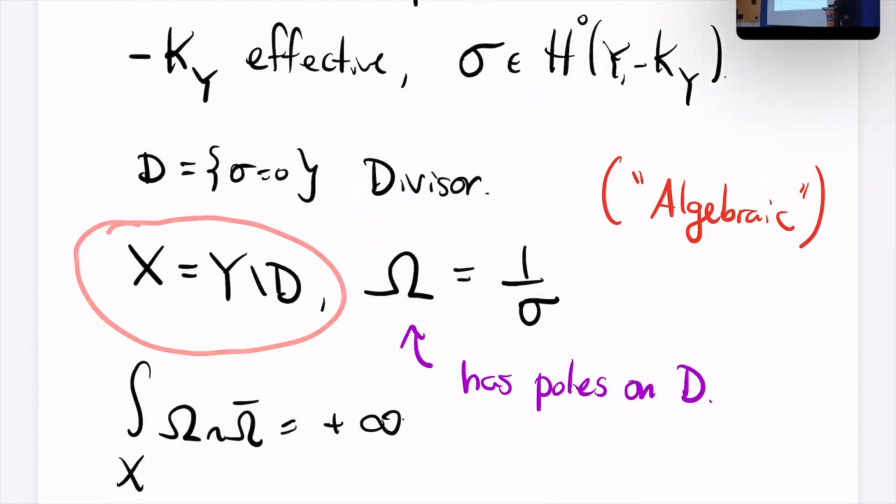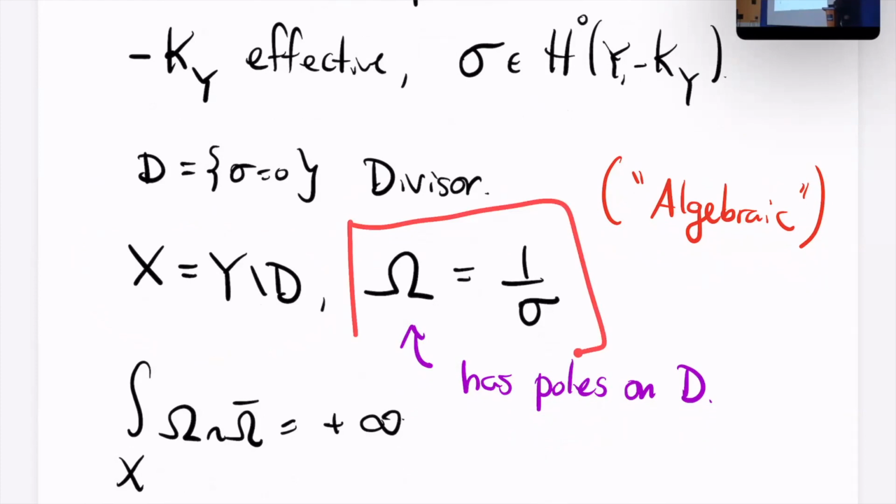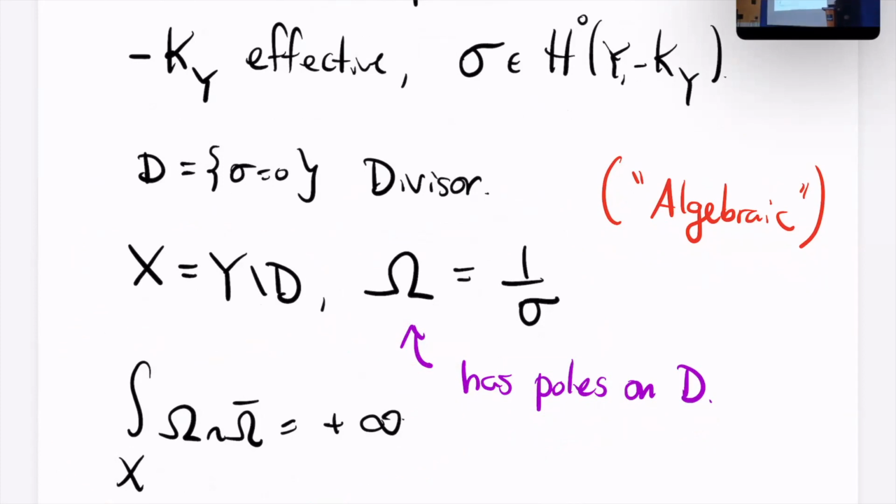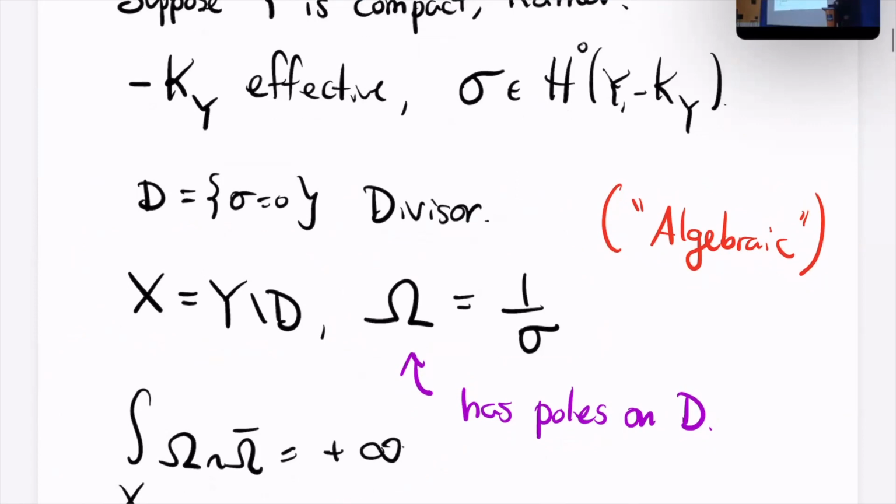So this is an open manifold now. But on the complement of the zero set of this section sigma, we can invert it. And this gives us a holomorphic volume form with poles on D. And in particular, because it has a pole, this thing will not be integrable near D. So this open Calabi-Yau manifold will have infinite volume. And so these are very good candidates for producing complete Calabi-Yau metrics.